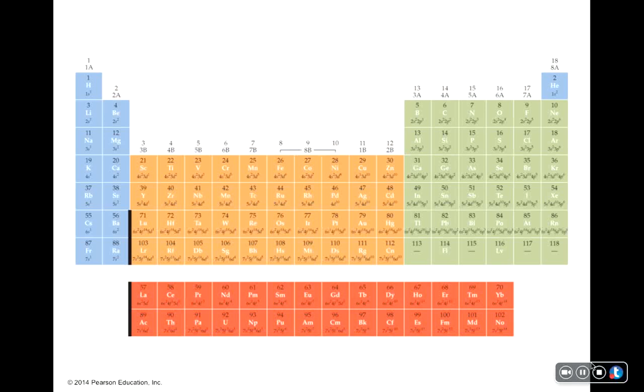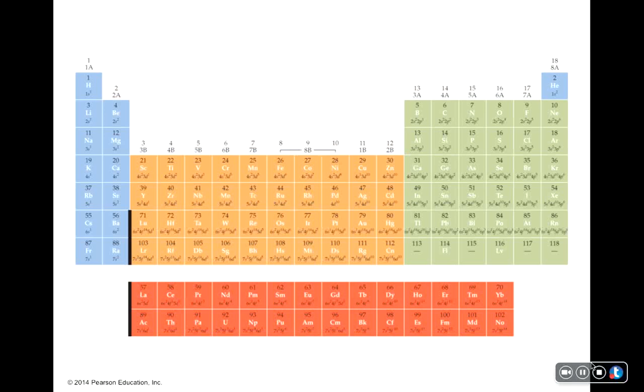And what I mean by filling is that if you look left to right, you'll see it go from 3d1, 3d2, 3d3, etc. If you look at the green block, you can see those are filling p orbitals, and at the bottom, the orange-red, those are filling their f orbitals. So that's one thing to note, and one thing that can help you here.